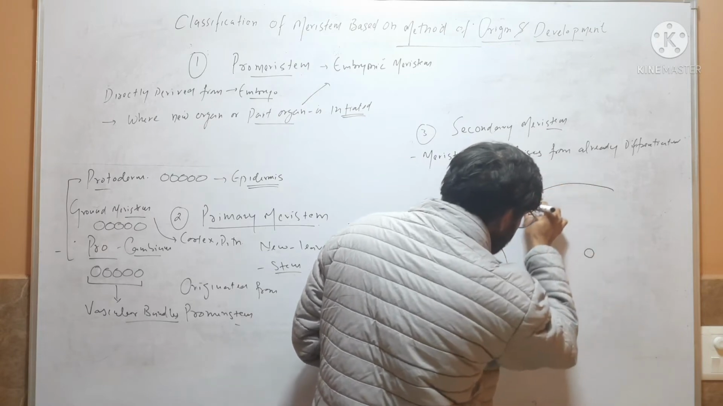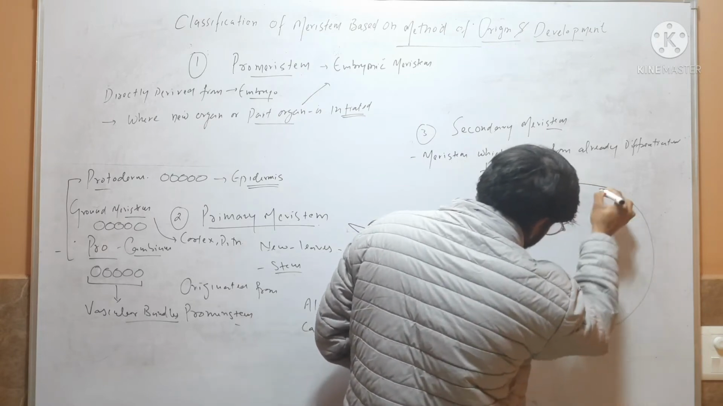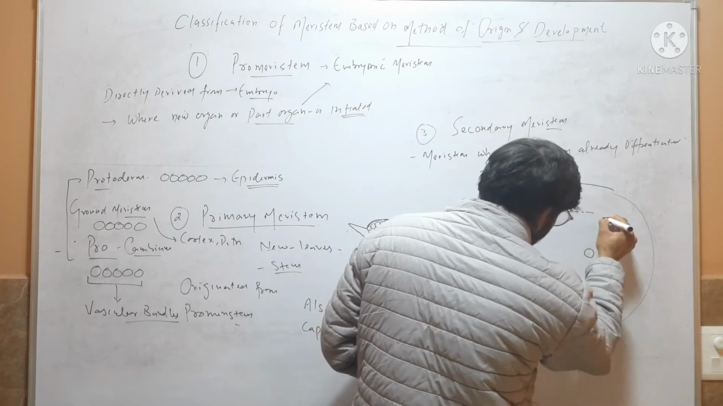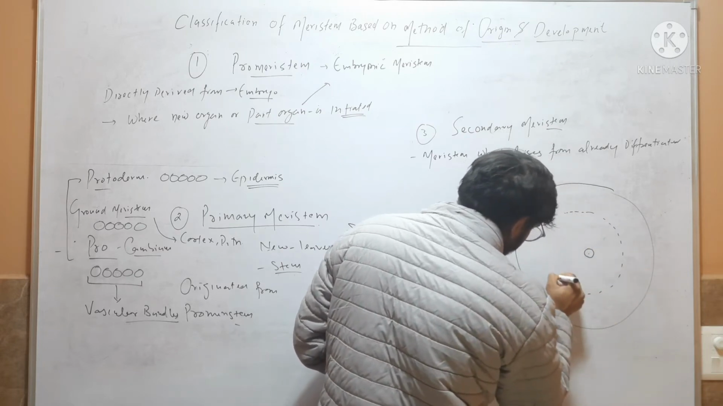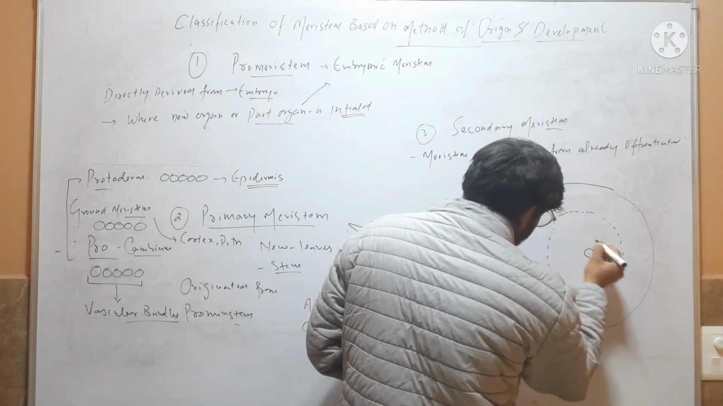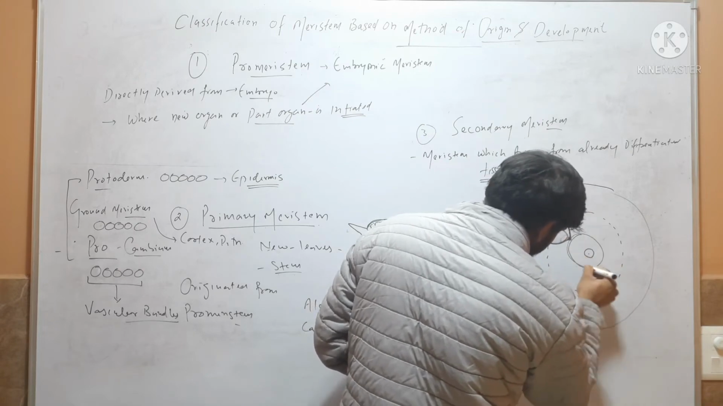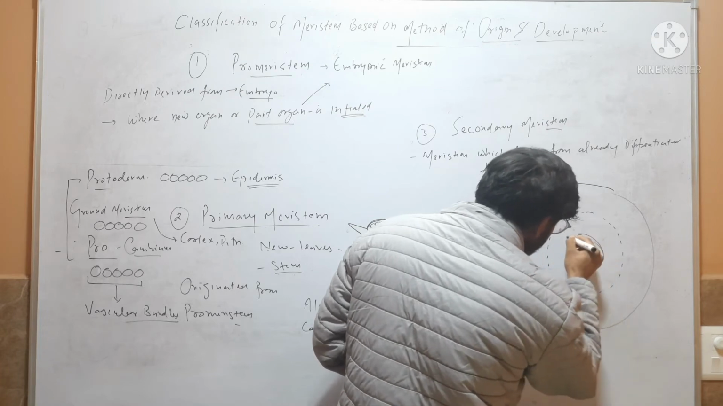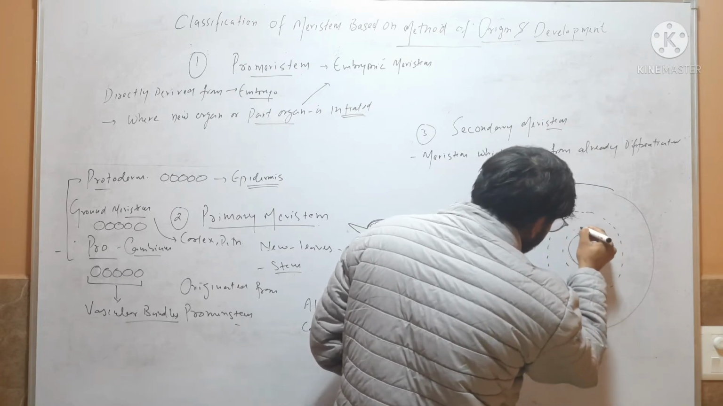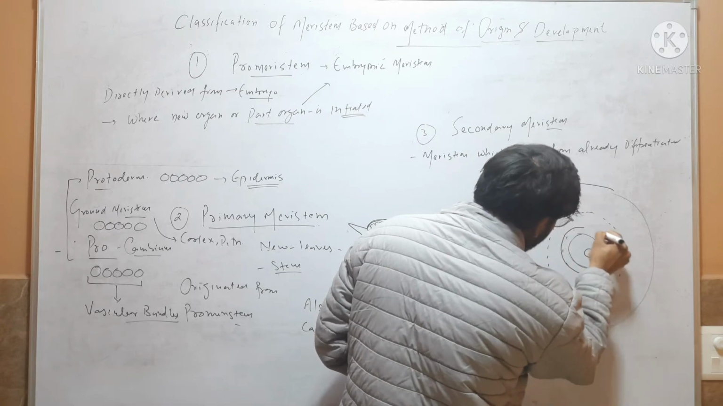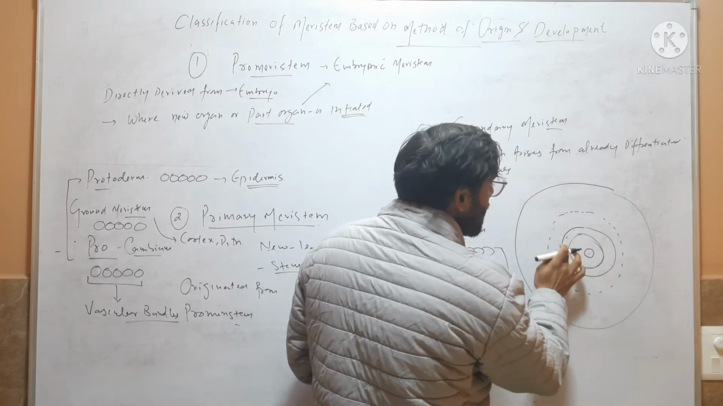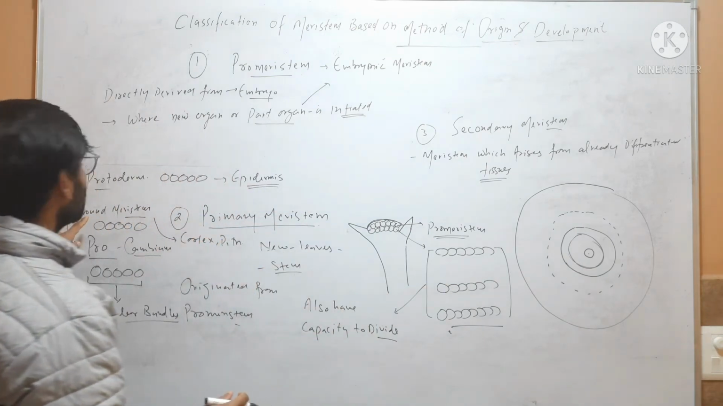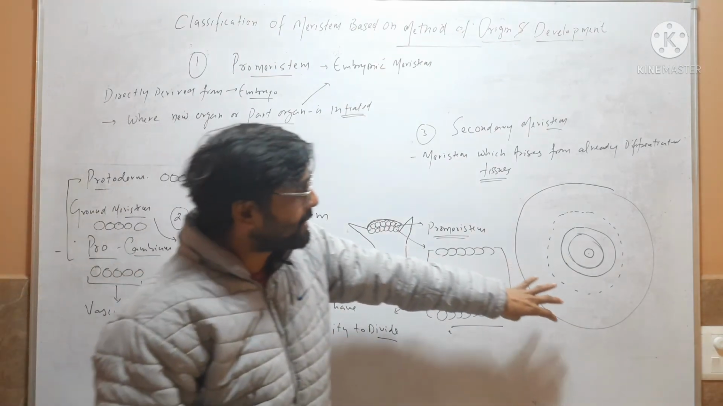this is a TS of stem. This is pith, this part is cortex, and here are vascular bundles in this part. This part is pericycle. Cells in this part are differentiated. They are parenchymatous cells, simple. They are formed by ground meristem and they are differentiated into parenchymatous cells.